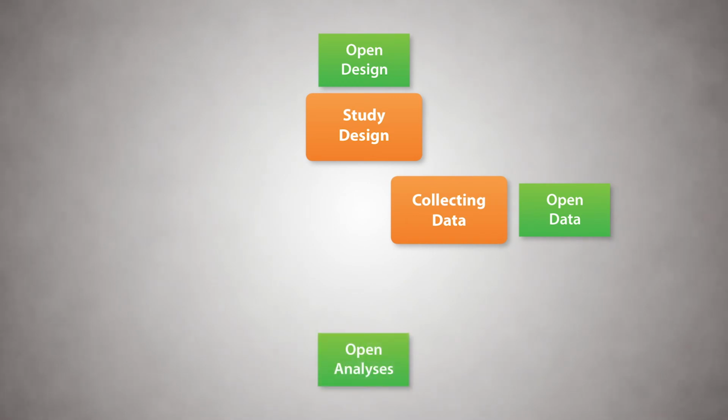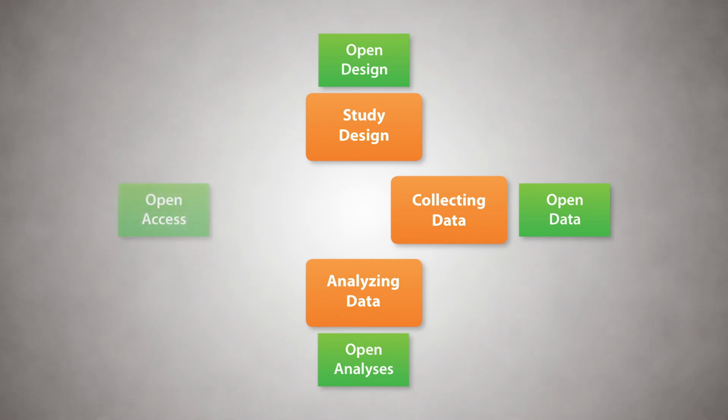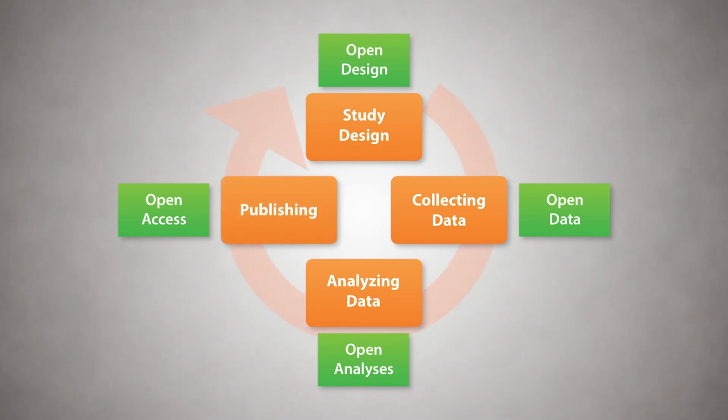The third is open analysis. New forms of online publishing make it ever more possible for us to share important summaries of our research in published articles and provide much more methodological and analytic detail in supplementary materials. Finally, open access is about making our published work as broadly accessible as possible so that people around the world can take full advantage of our research.